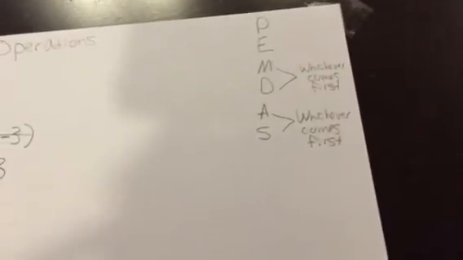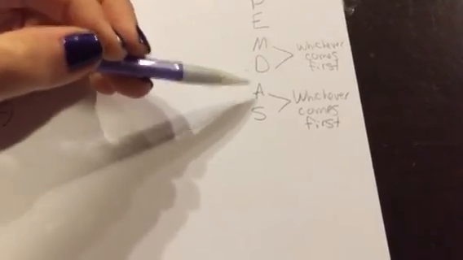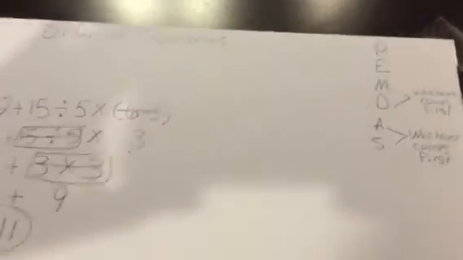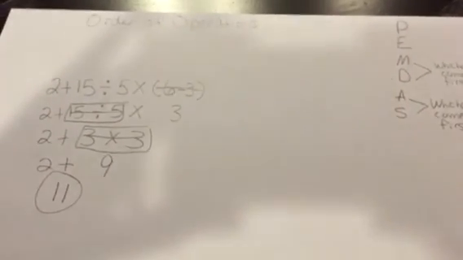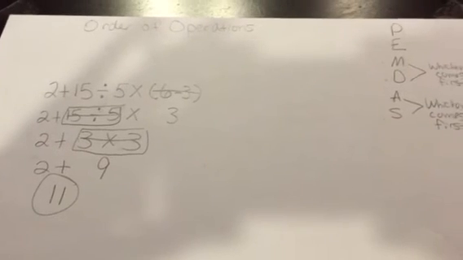But the big thing to hit here is to remember that it's whichever one comes first when we're doing our multiplication, division, or our addition and subtraction, and really reminding our kiddos of that. But just in case you needed a little refresher, that is how we do our order of operations.